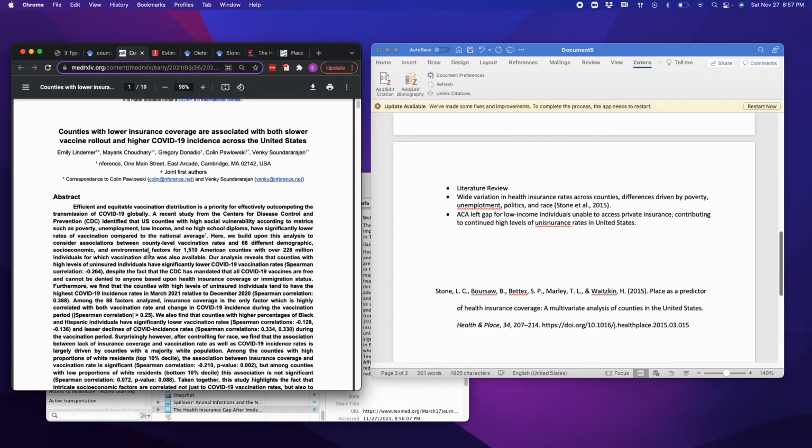So this one argues that counties with fewer insured people have had a slower vaccine rollout for COVID-19. That, of course, is a public health concern. That could actually go in my introduction as part of the reason we're worried about uninsurance rates, or it could fold into the literature review. And so it's a process of finding articles that are related to what I'm studying and building out a record of the scholarly literature.